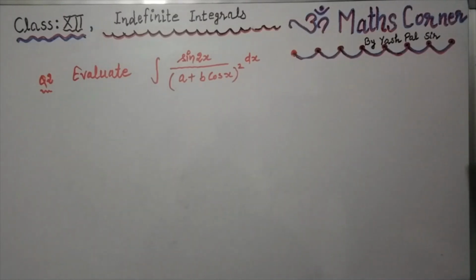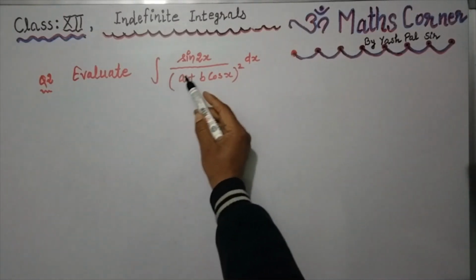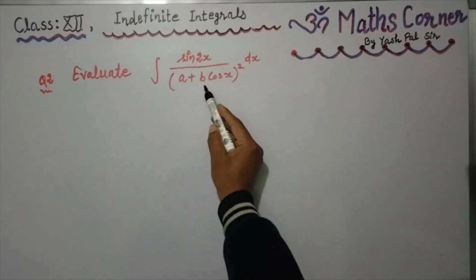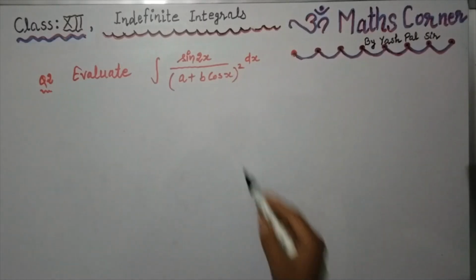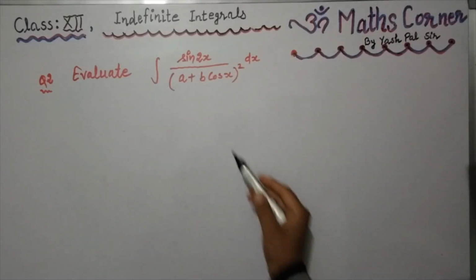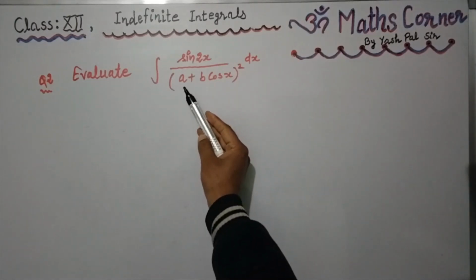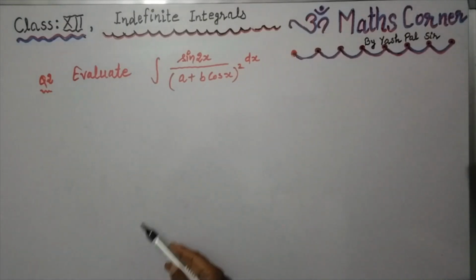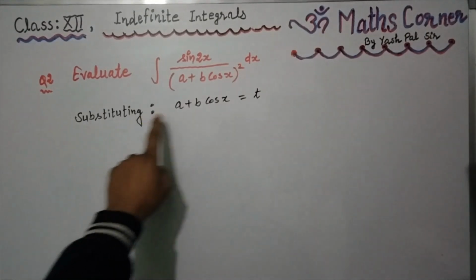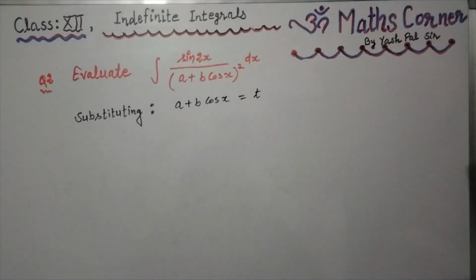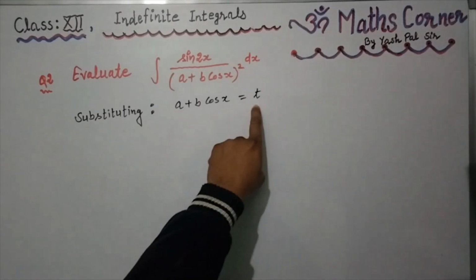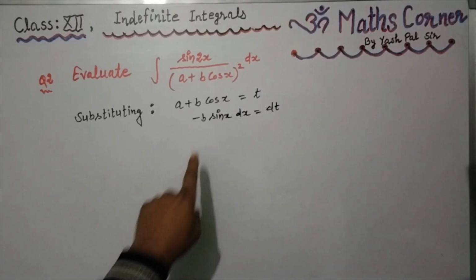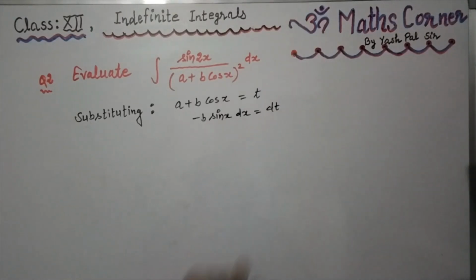Question number 2, evaluate the integration of sin 2x divided by (a + b cos x) whole square, into dx. In such types of questions, we substitute the denominator a + b cos x equal to t. Now taking the derivative on both sides, minus b sin x dx is equal to dt.